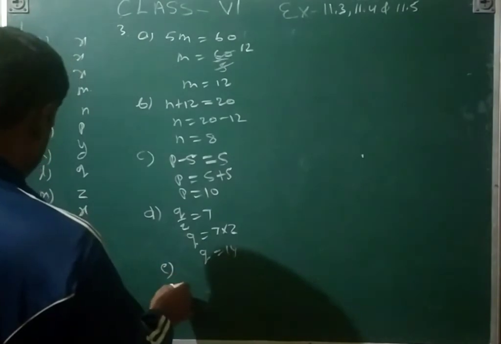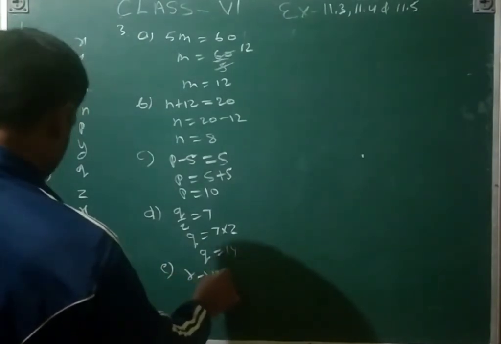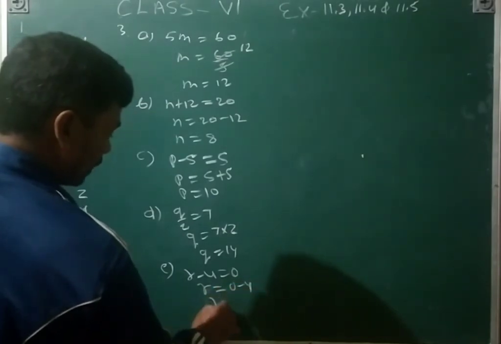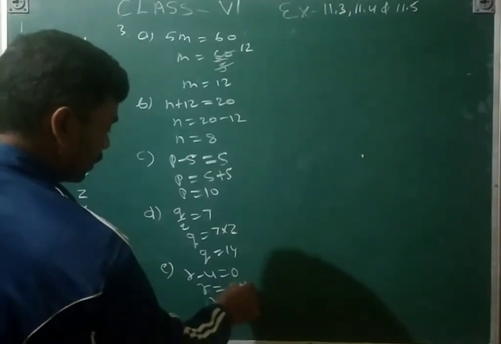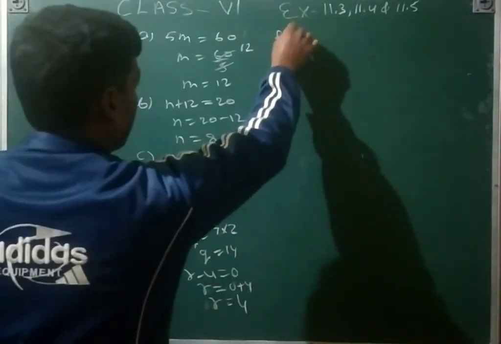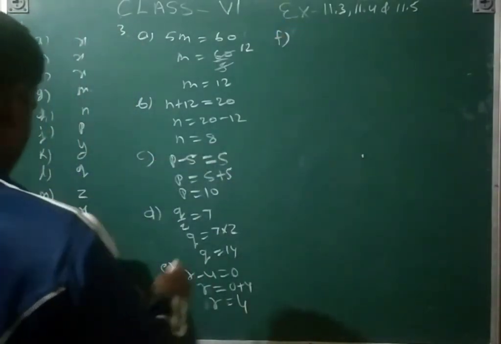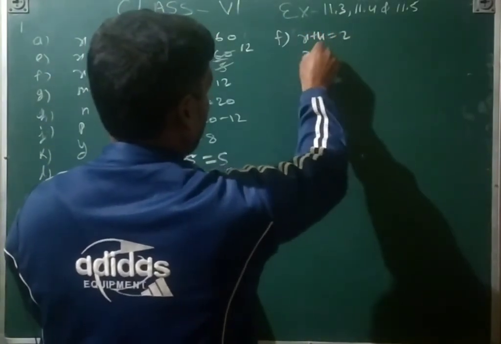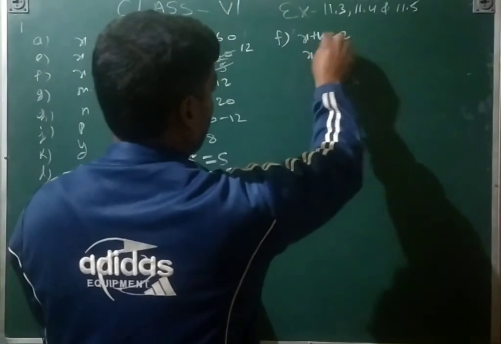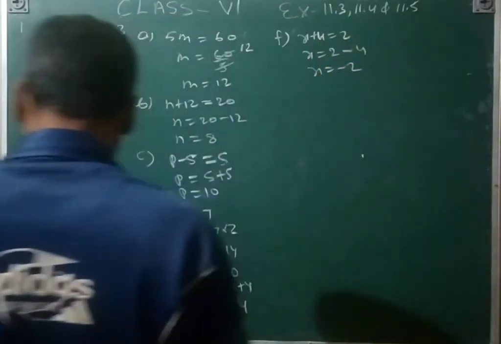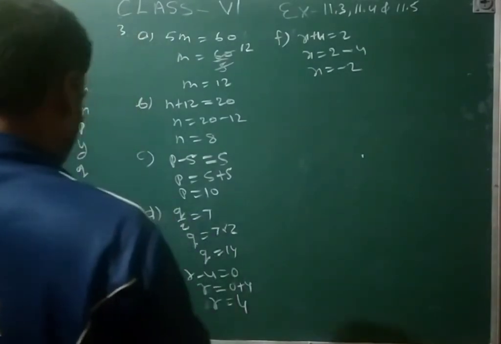E number, r minus 4 is equal to 0. So r is equal to 0 minus 4. So that is r is equal to 0 plus 4. So that is only 4. And then F, x plus 4 is equal to 2. So x is equal to, these are the same, and this will go to that side. So x is equal to minus 2. So that is minus 2.